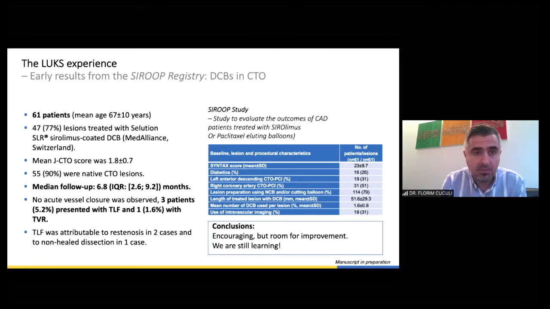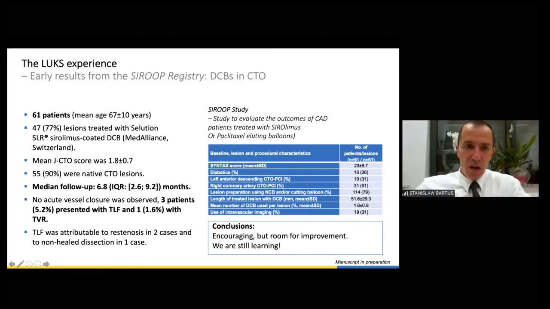So for the sake of time, maybe we have to continue. Now I have the great pleasure to introduce Professor Bartus from Krakow, and he will speak about something interesting. I'm really keen to know how he is treating bifurcations with drug-eluting balloons. Please, Stanislaw. Thank you, Florim.